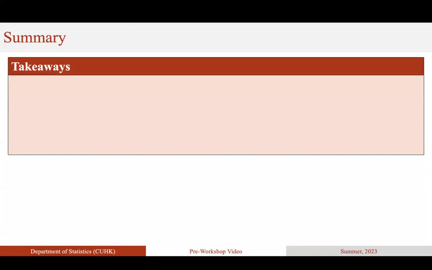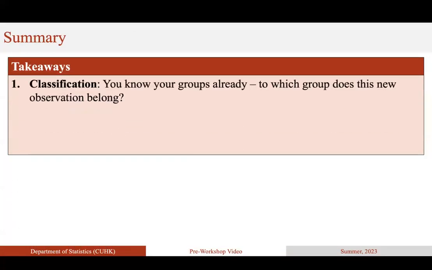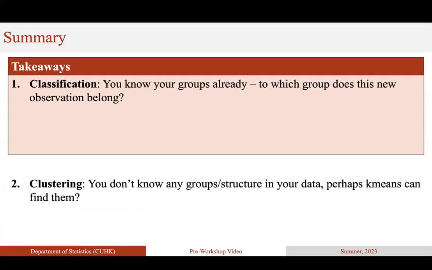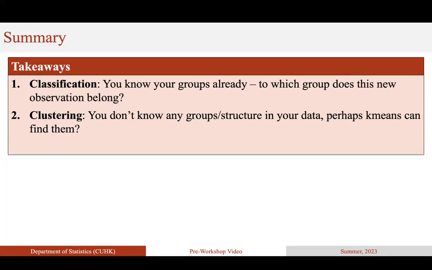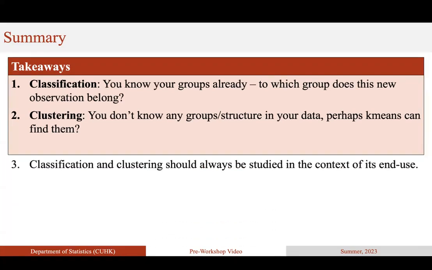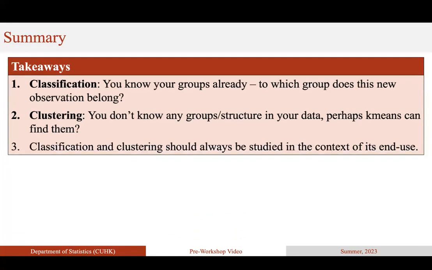So, what are the takeaways? You use classification if you know your groups already, and you are wondering to which group this new observation belongs. On the other hand, you use clustering when you don't know any groups or structure in your data. Perhaps k-means can find them. Finally, classification and clustering should always be studied in the context of its end use, since there's no one-size-fits-all validation procedure.